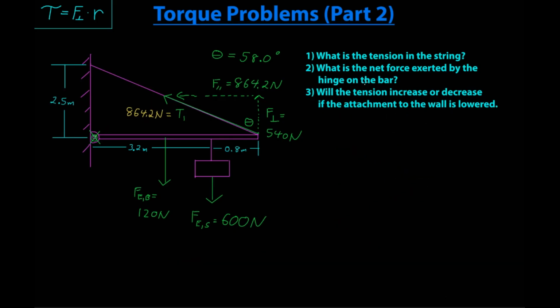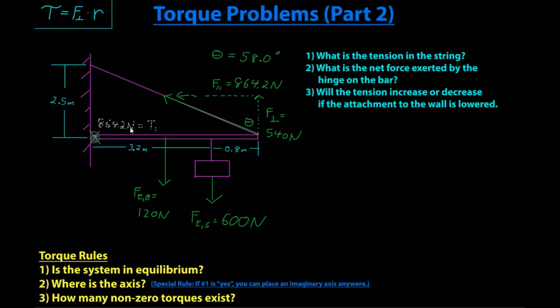All right, let's answer our third question. Will the tension increase or decrease if the attachment to the wall is lowered? So what this is asking is, if I take the string here and lower it to, say, this position down here, what would happen to this tension in the string? Well, all we really need for this is some conceptual trig. To help you see it, let me actually move this on the side for a bit. I will put it here.